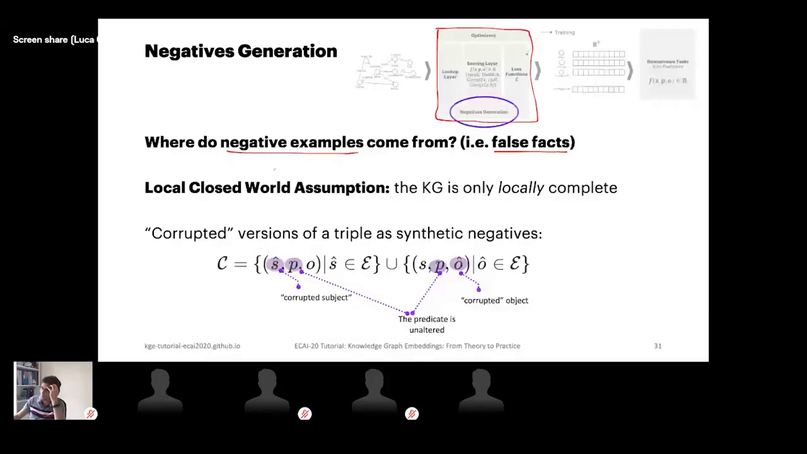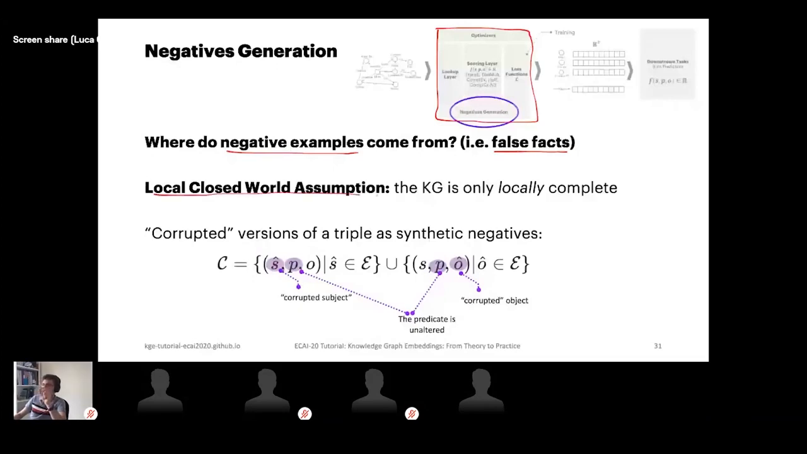So to overcome that problem, if the ultimate goal of our models is being able to tell true facts from false facts, we need to train them with false facts, right? False statements, negatives, are required for a successful training. So that means that we do a bit of a hack, right? In this community, what is done is that we leverage something called the local closed world assumption, right?